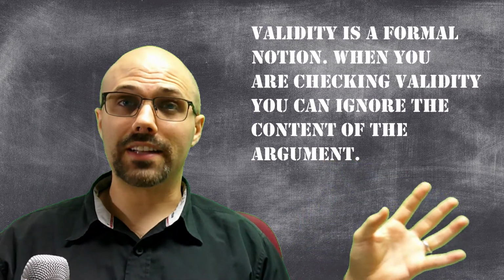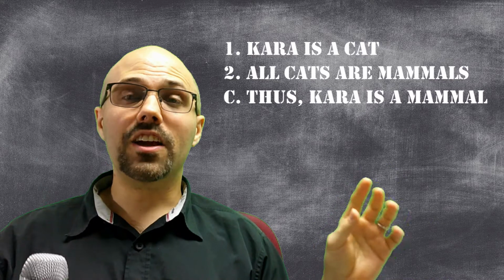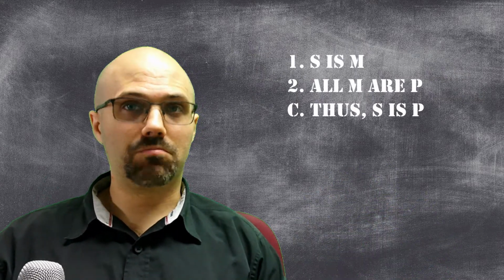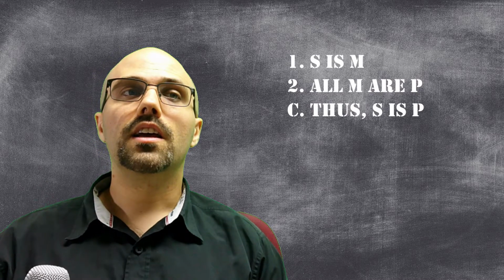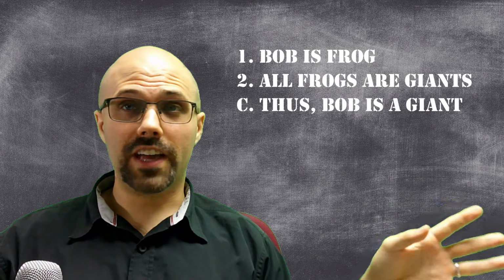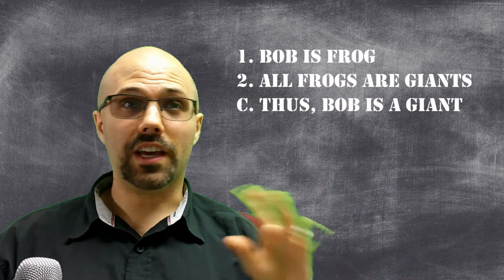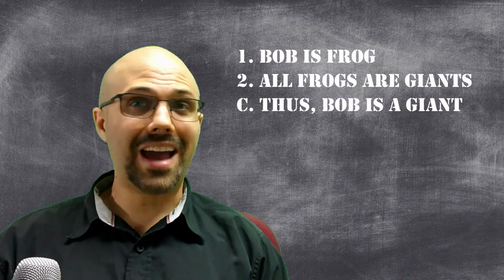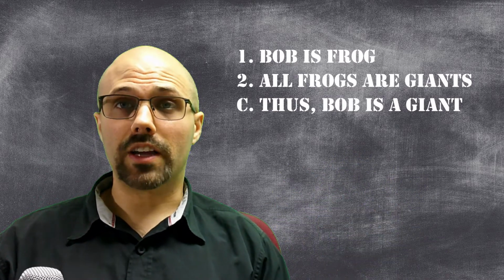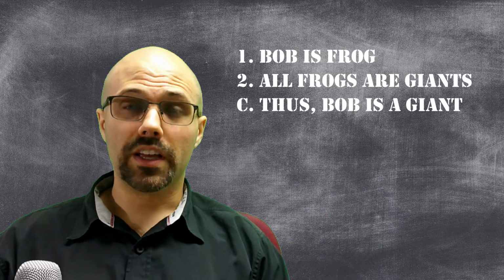So let's refer back to that example. Right? Any argument with the same form will indeed be a valid argument. For now, you can just take my word for it if you're not convinced. Any argument with this form will be a valid argument. So we could replace Kara with any other name. We could replace cat with any other species, and we could replace mammal with any other property. If we wanted to, we'd end up with a valid argument. Right? So long as the argument had this form, it would be valid.